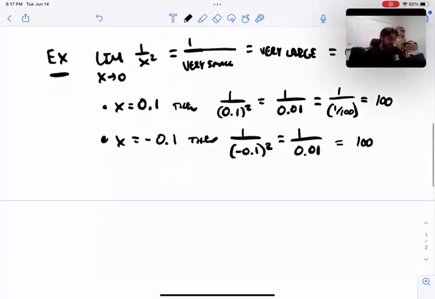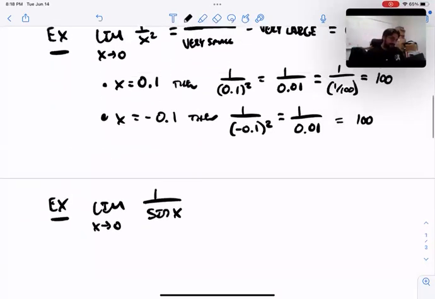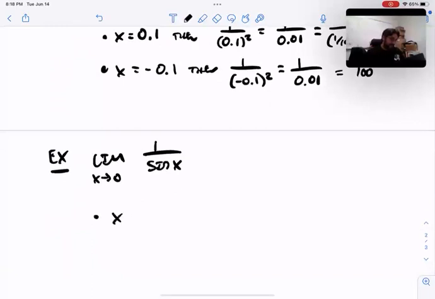As opposed to, say I had the limit as x goes to 0 of 1 over sine of x. Say this was my limit, right? So now I could apply very similar reasoning. I could say, okay, say x is 0.1, right? Then what do I have? I have 1 over sine of 0.1, right?